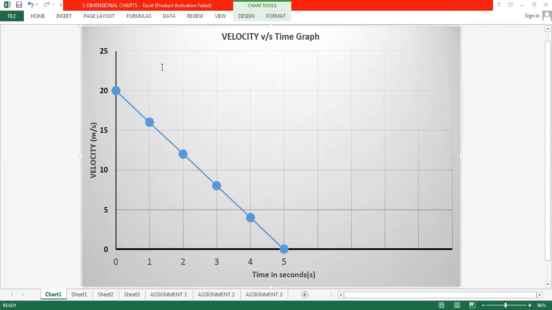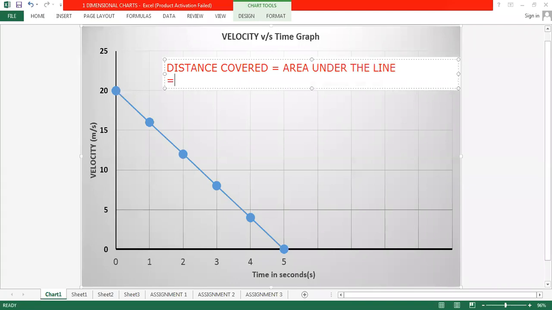If you want to find the distance covered, we know distance covered is equal to the area under the line. Now, how much is the area under the line? For that, we need to understand the shape of it.